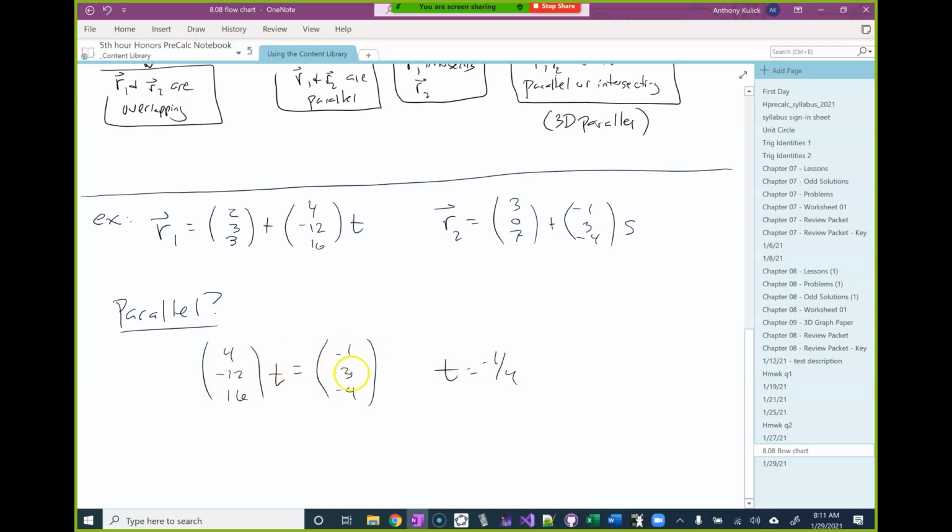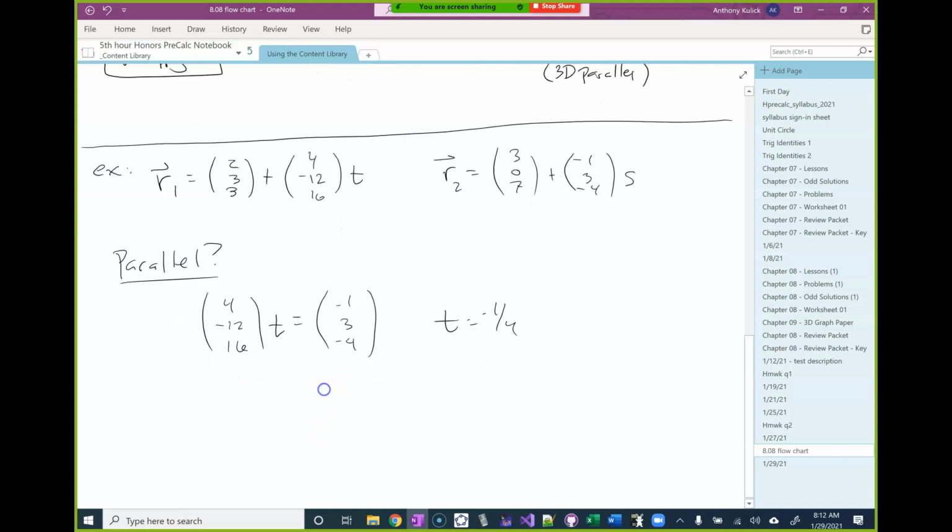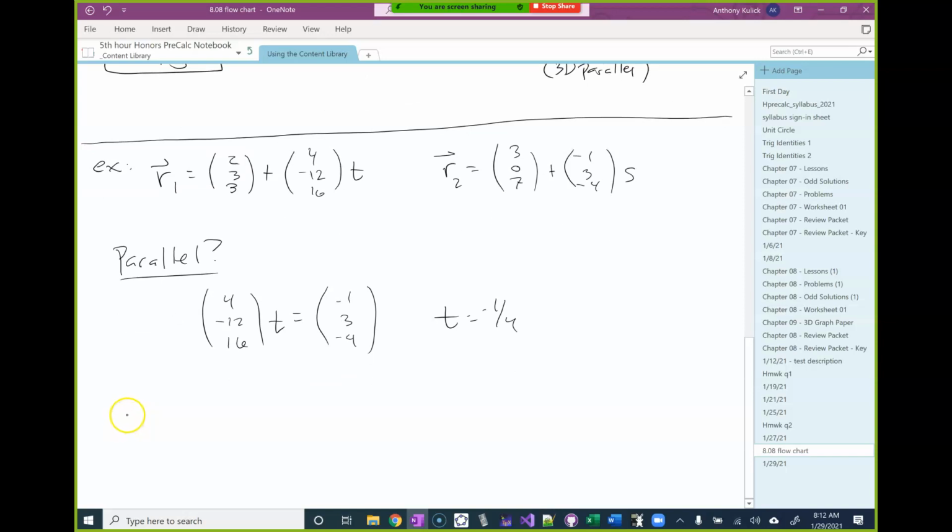Negative 12 times negative 1/4 is positive 3. 16 times negative 1/4 is negative 4. Right? Okay, so we know they're parallel. And then we want to check if they are overlapping.